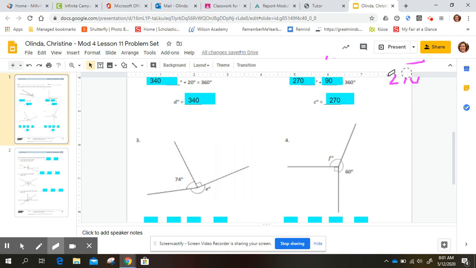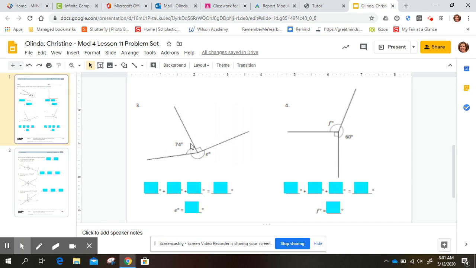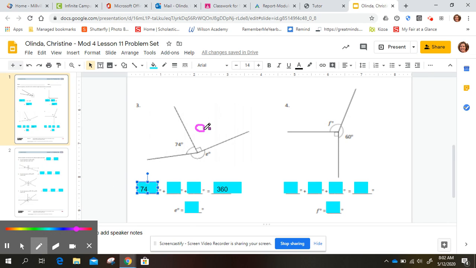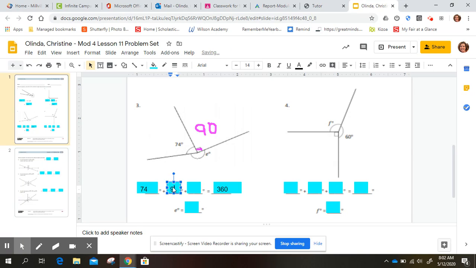Number 3 says, all right, so again, we know this whole thing has to be 360. So that's going to be my total. This degree, they tell me, is 74. And this one I know is 90 because it has that little square in the corner. So that means this one's 90 degrees right here. That little square means 90 degrees. So that'll be 90.